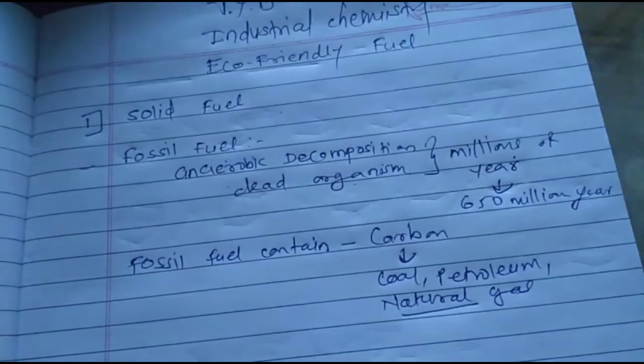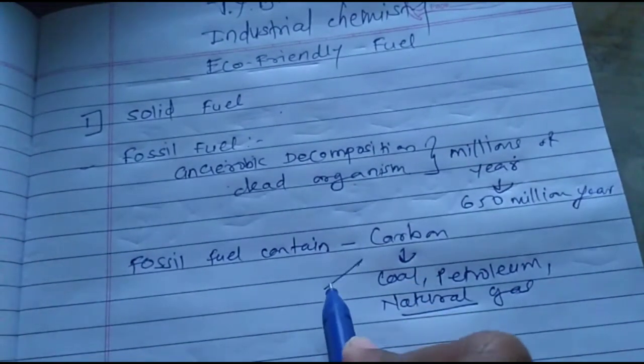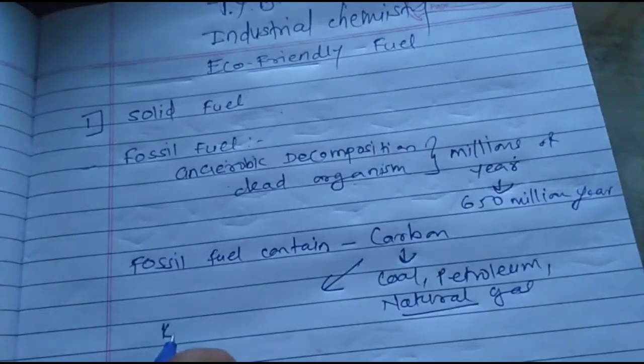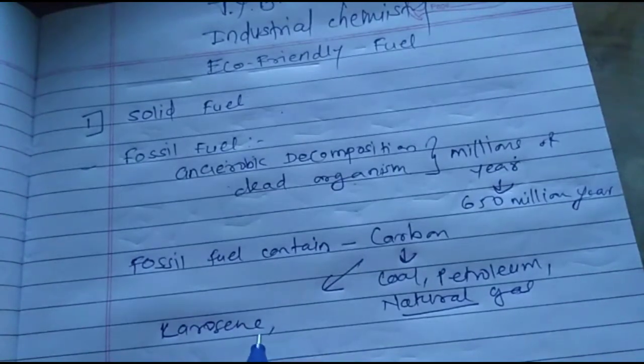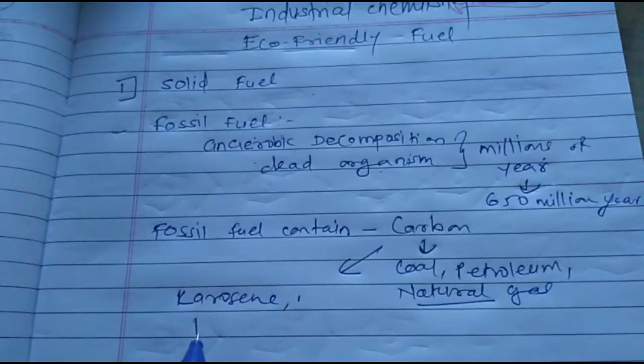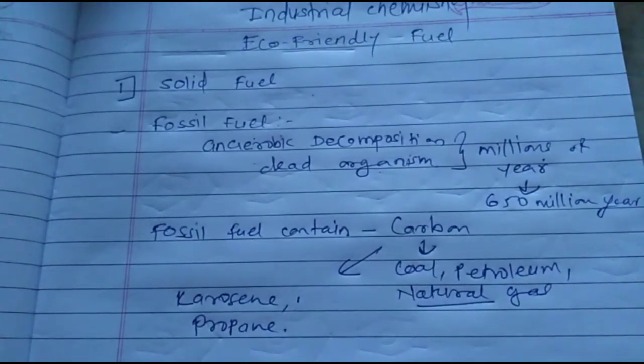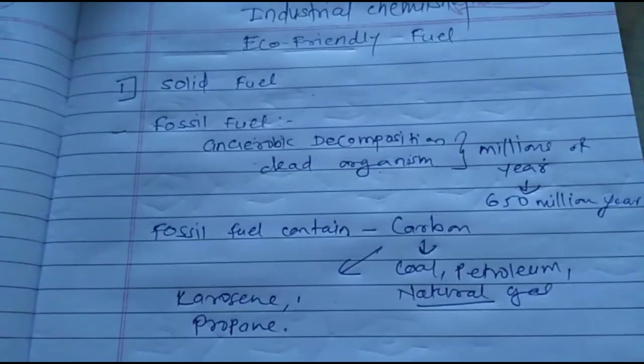The other derivatives of this carbon are kerosene and propane. They range from a volatile material with a low C/H ratio like methane, to a liquid petroleum, to non-volatile material composed of almost pure carbon like anthracite coal.